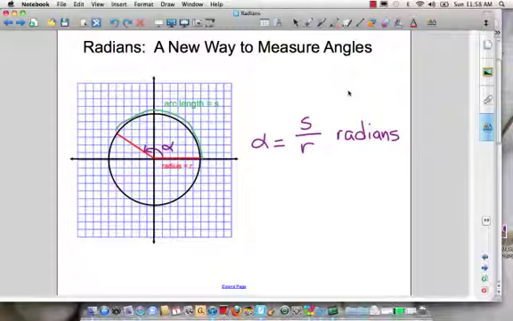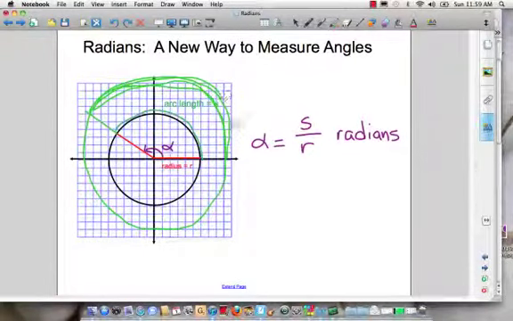In other words, let me show you what I mean by that. If we had an even larger circle, and I'm not so great at freehanding circles, but imagine you had a larger circle, then that same angle measure would subtend a correspondingly larger arc length, or s. So by dividing out by the radius, that makes sure that no matter what the radius is, you get the same radian measure for that angle.